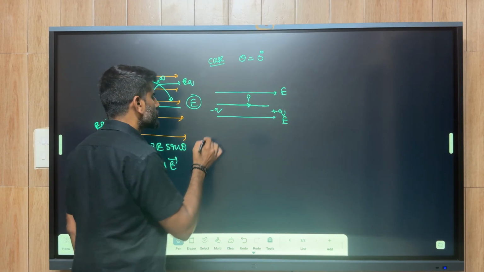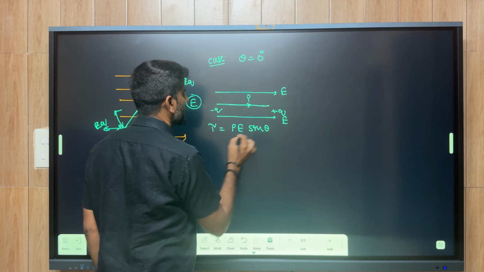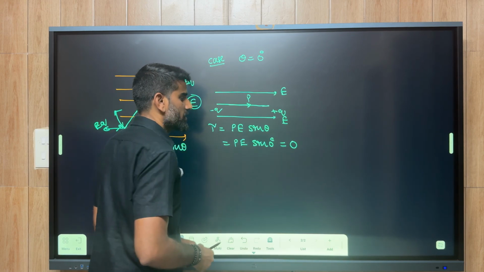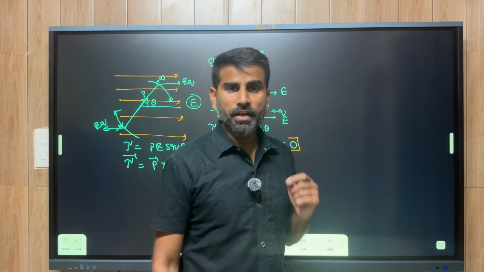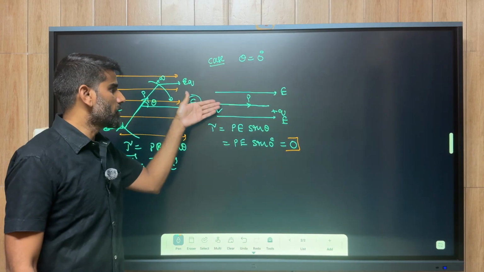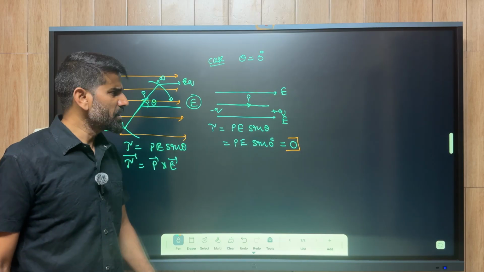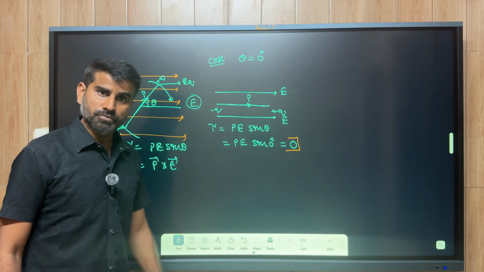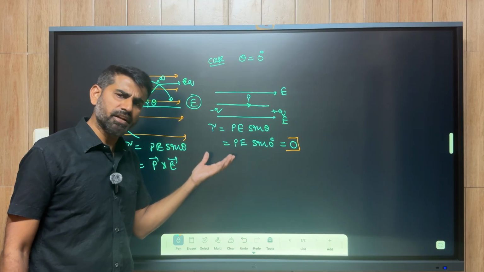If theta is equal to 0, then torque tau is equal to PE sin theta, PE sin 0 degrees. What will be the result? It is 0. That means the net torque acting on the electric dipole in the uniform electric field when it is aligned along the electric field is 0. That means it can be in equilibrium. We will learn about this equilibrium of an electric dipole in the electric field in detail.